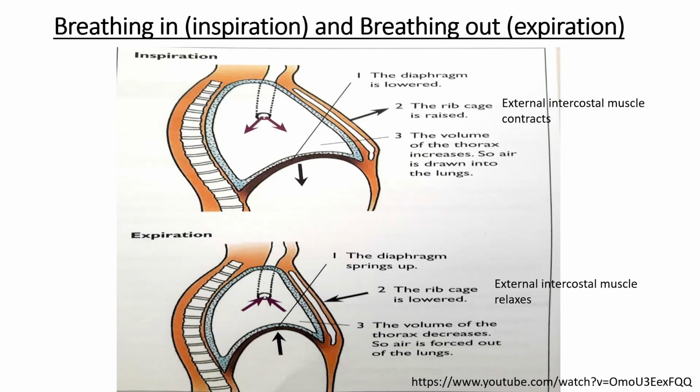And once expiration, the diaphragm springs up. Okay, the rib cage is lower because you're exhaling, you're releasing out air, and the volume of the thorax decreases because your carbon dioxide is out already from the body. Okay, and your external intercostal muscle relaxes.